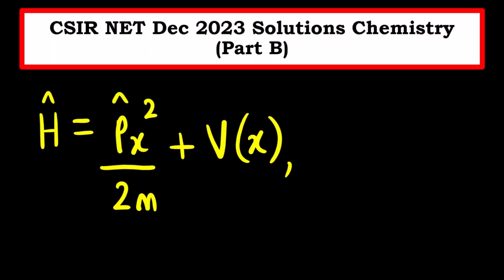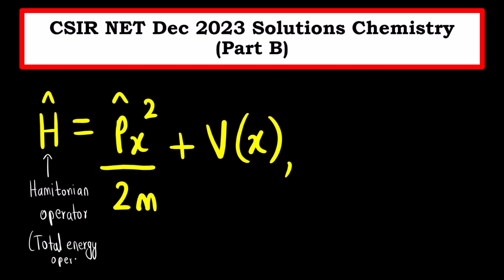So this is another question from the December 2023 chemistry paper. The Hamiltonian operator is given. What is H cap? H cap is the Hamiltonian operator. What does it indicate? It is a total energy operator. It represents the total energy of a particular system, so it is also called the total energy operator.